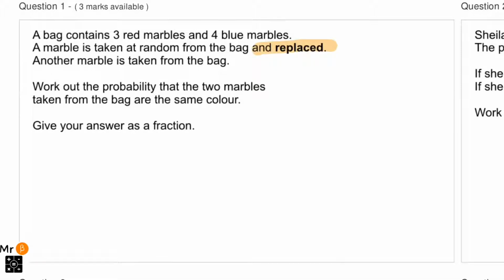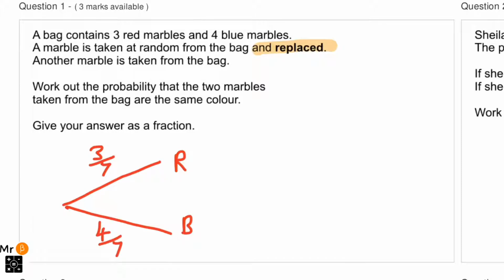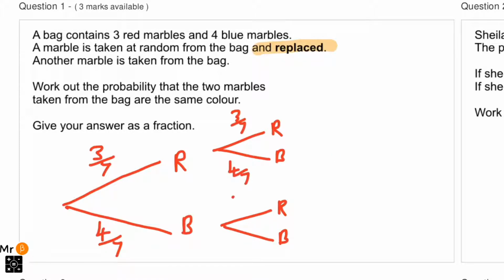There are different ways of completing this, but the easiest way for you to visualise it and complete it is to draw a tree diagram. So we have a red and a blue. We know that there is 3 red out of a total of 7 marbles and 4 blue out of a total of 7 marbles. Because these have been replaced, we know that the probabilities will stay exactly the same. So we just repeat it: 3/7, 4/7, 3/7, 4/7.